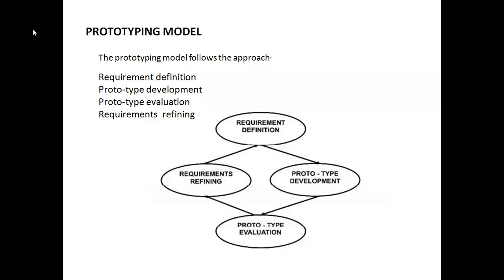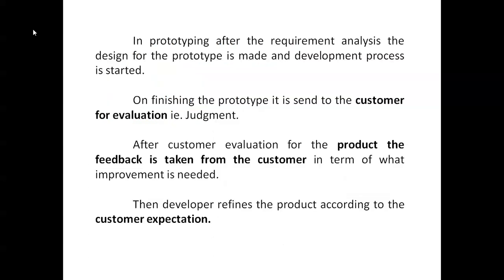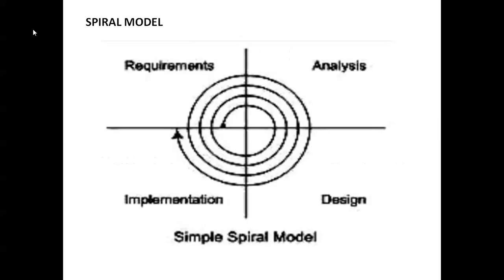But in the prototype model, before starting that large amount of product, you have to give one prototype model to your end user. They will check it, find any errors, and give feedback. Finally, when the customer evaluation is over, they give the feedback to the production team, who will make changes and produce the large amount of product.